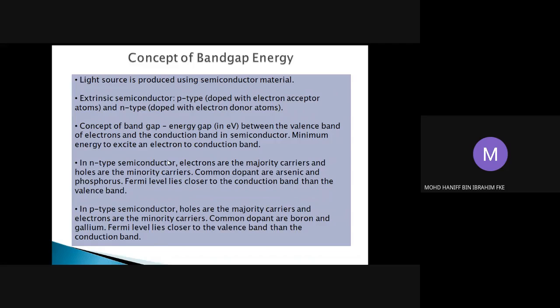For the diode fabrication, we are going to use what we call extrinsic semiconductor, of which we have two types. The first one is the p-type. This is the same as what we did in electronics, so I just repeat it here. We have p-type semiconductor and n-type semiconductor. The p-type is doped with electron acceptor atoms, and the n-type is doped with electron donor atoms.